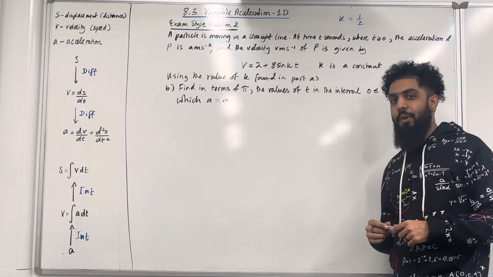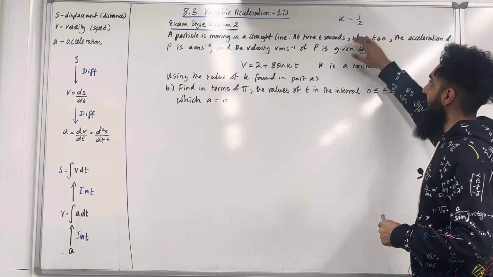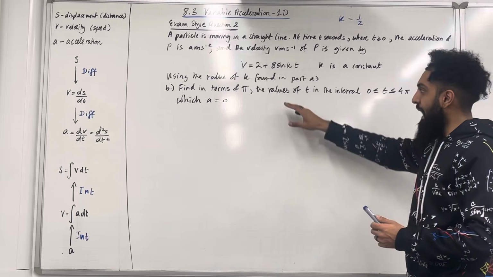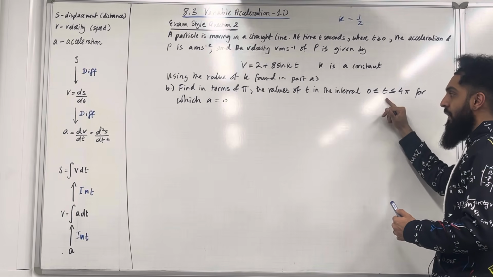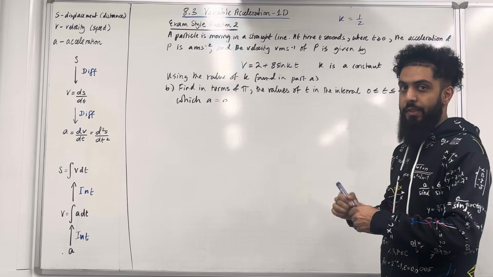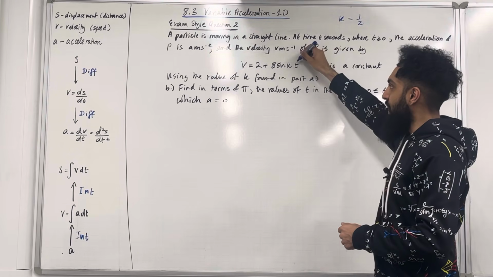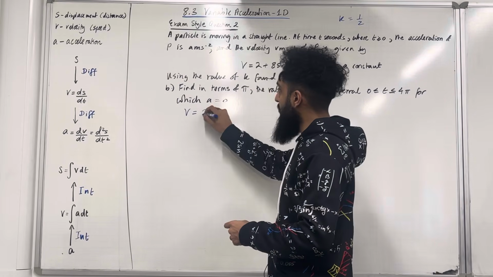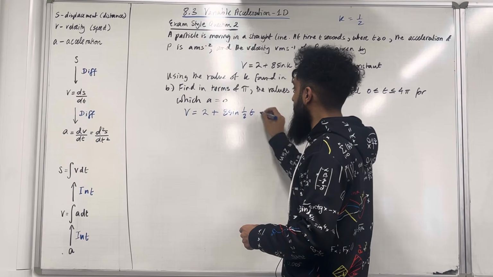Moving on to part B of the question. Using the value of k found in part A, which is k is equal to a half, find in terms of pi the values of t in the interval t is between 0 and 4 pi inclusive, for which the acceleration is equal to 0. So we've got k is equal to a half. We can put that back into here. So the velocity equation is given by 2 plus 8 sine a half t.